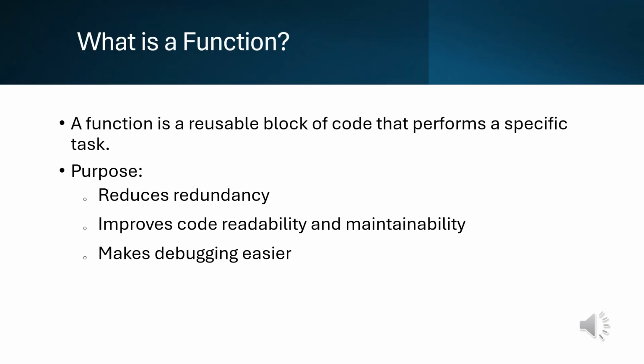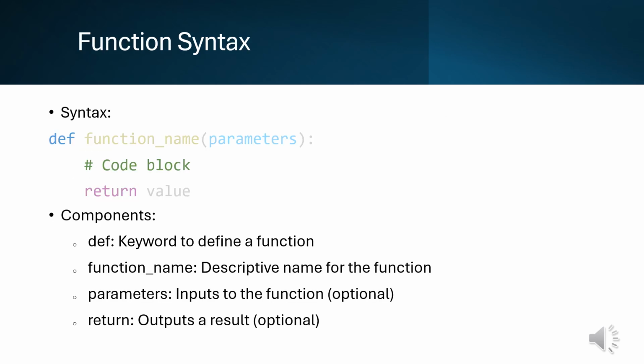Let's start by understanding what a function is. A function is a reusable block of code designed to perform a specific task. Functions help you reduce redundancy: write code once and use it multiple times. They improve code readability: organize your logic into smaller, manageable chunks. They simplify debugging: isolate specific parts of your program into functions, making it easier to test and troubleshoot. Functions are an essential tool for writing clean, efficient Python code, and they'll become invaluable as your projects grow in complexity. The syntax for defining a function in Python is straightforward.